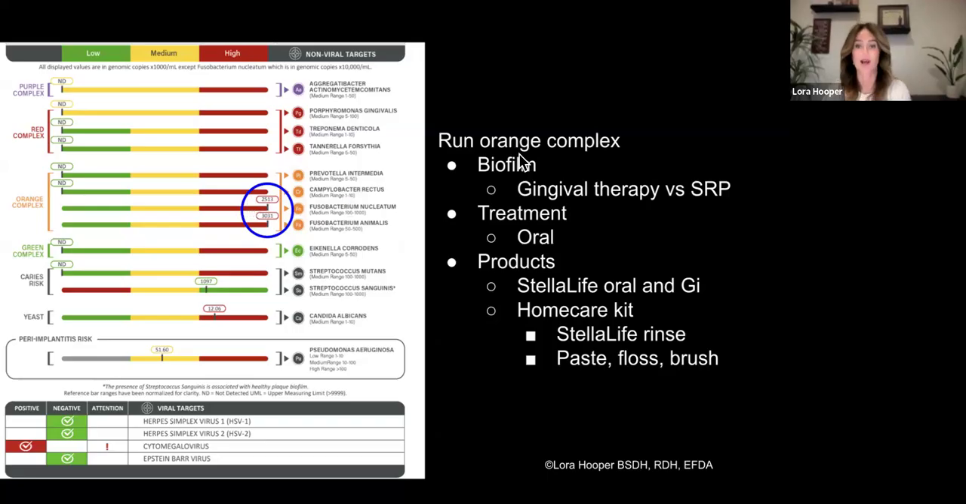We can see those orange complex. We're going to go after the biofilm, just what we talked about. We'll get that treatment. It is oral treatment and those products. So very simple protocol that you can start tomorrow.